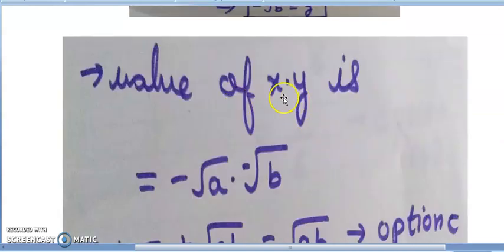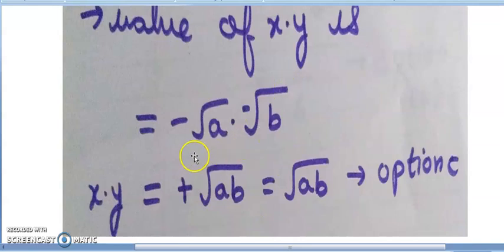So I need the value of x into y from the question. So x is minus root a, y is minus root b. Then this dot is nothing but multiplication. So root a into root b is root ab. So minus into minus is plus. So xy is equal to root ab. Thus option C is my answer.